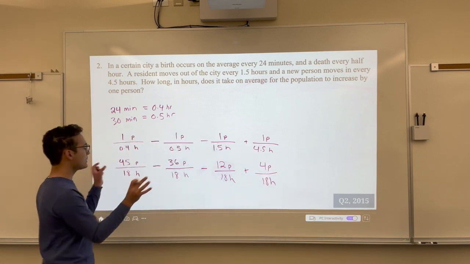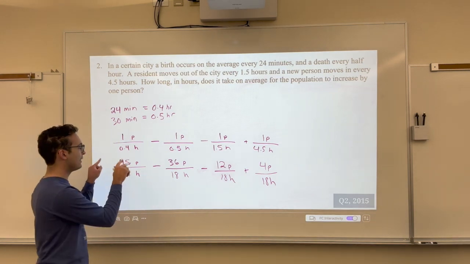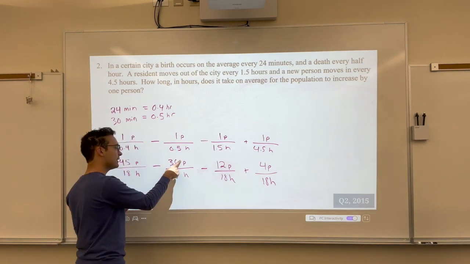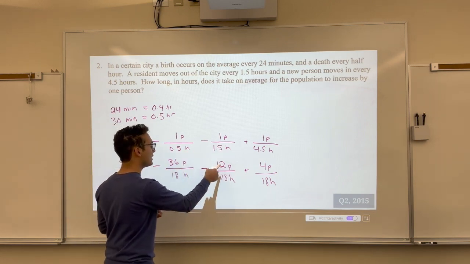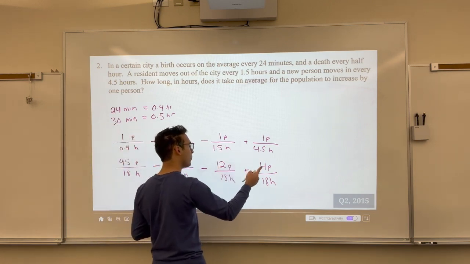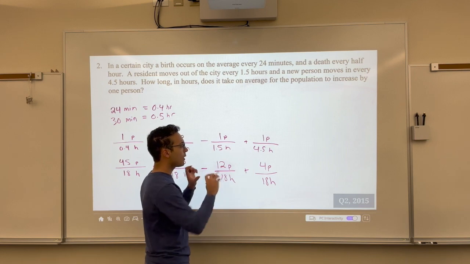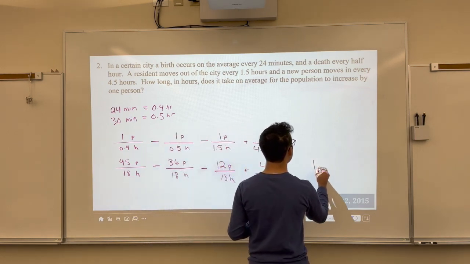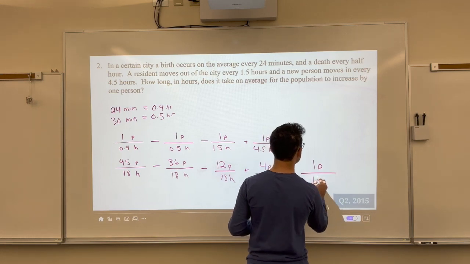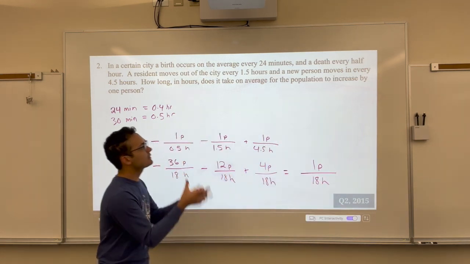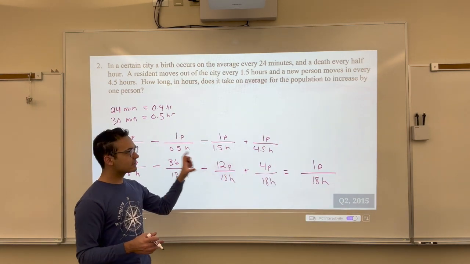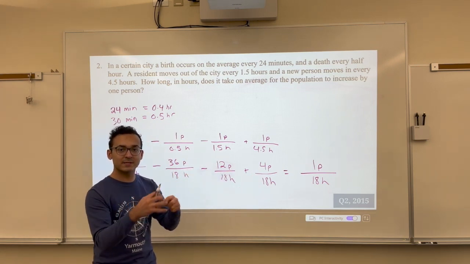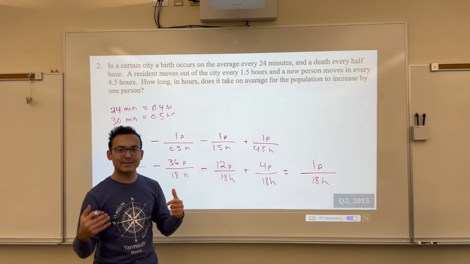So now that we have a common denominator, all we need to do is add the numerators. So 45 minus 36 is 9, minus 12 is negative 3, plus 4 is positive 1. So our total combined rate is that we have 1 person every 18 hours. So in terms of the context of this problem, this means that we are gaining 1 person in the population every 18 hours.